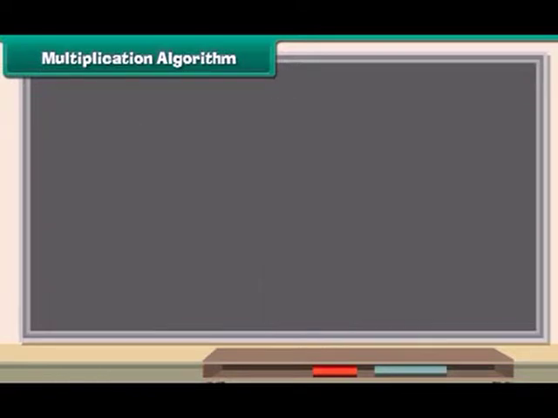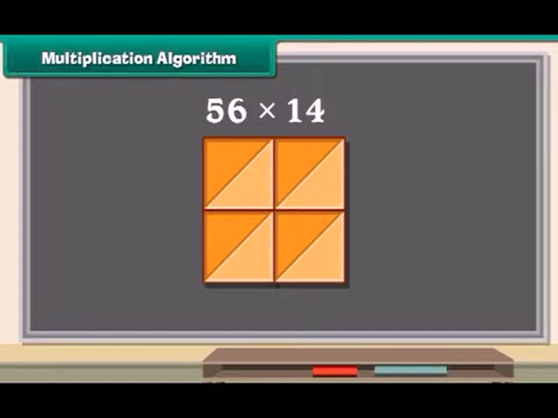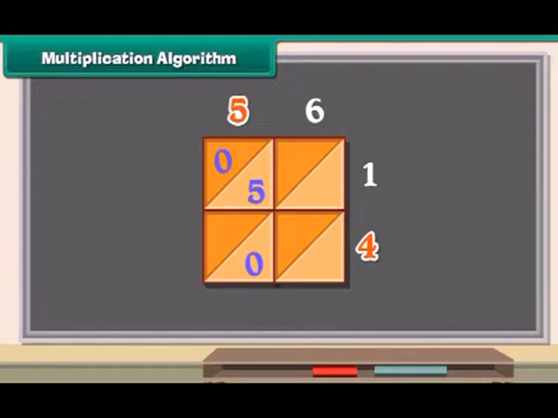Multiplication algorithm. Let us multiply 56 by 14 using the lattice multiplication algorithm. Write 56 across the top and 14 at the side vertically. First multiply 1 and 5. Write 5 in the ones place and 0 in the tens place. Then multiply 4 and 5 to get 20. Write the 0 of 20 in the ones place and the 2 in the tens place. Then multiply 1 and 6. Write 6 in the ones place and 0 in the tens place. Finally multiply 4 and 6. The result is 24. Write 2 in the tens place and 4 in the ones place.